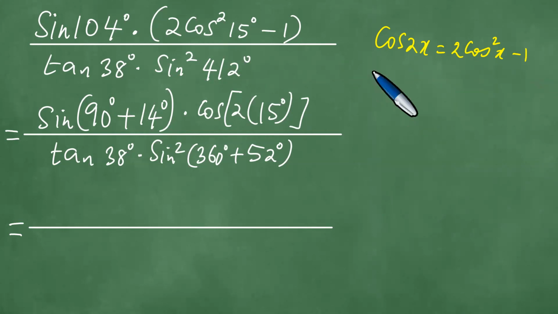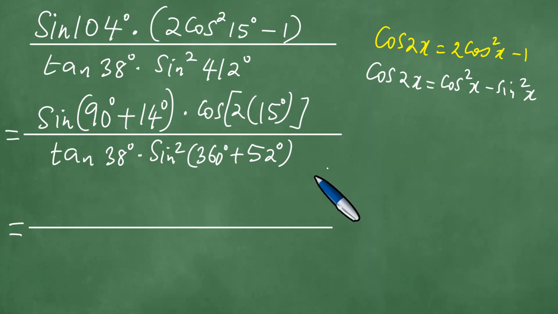Cosine 2x has 3 identities, and we're going to discuss this again in detail. Cosine 2x can also be written as cosine squared x minus sine squared x. But also cosine 2x can be seen as 1 minus 2 sine squared x. So that is the kind of thing that you have there. Now let's continue with the analysis of this.